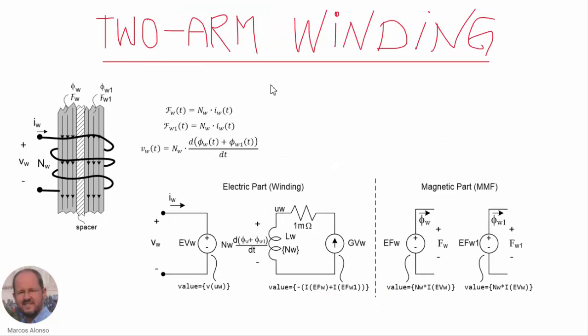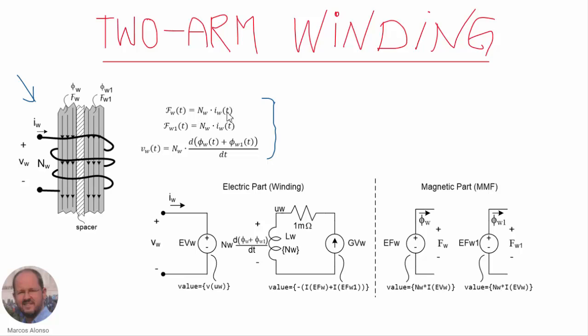Another interesting element is the two-arm winding, which is a winding like this one in the figure, in which the winding is embracing two arms of magnetic material. These two arms of magnetic material have a different magnetic flux because they are separated by a spacer, and both fluxes are going through the winding. So the equations that we have in this case are like this.